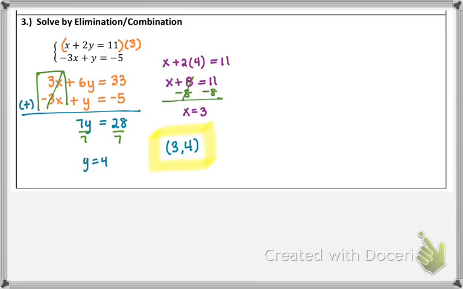Similarly, if you had wanted to, you could also have decided I'm going to eliminate my y's. So if you did that, let me rewrite the original problem. If you want to eliminate your y's, then you're going to need these to be opposites. So what we can do is multiply the whole second equation by negative 2.